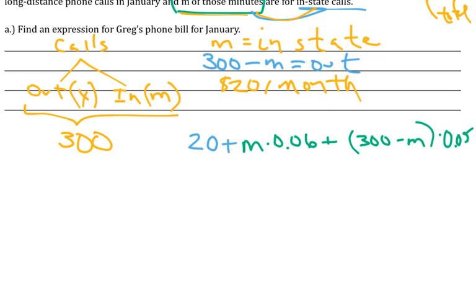If you were to do a problem like this on your own and rearrange it in a different order, that's totally fine. Now I'm going to go through and see if I can simplify. Because of the way I've written this, I'm going to have to distribute backwards. So I'm going to write out 20 plus, well, I like to see the number in front, 0.06 times m, plus 300 times 0.05.